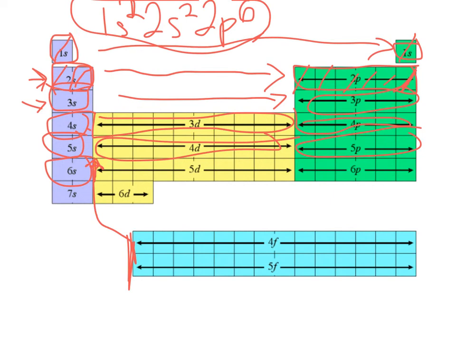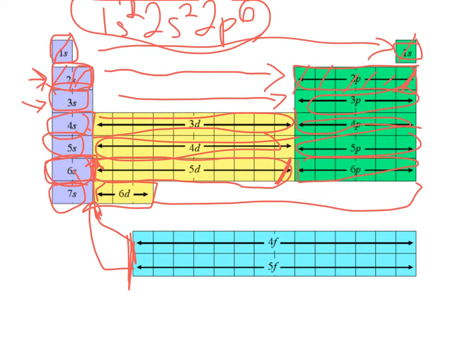4f would come after 6s, and then it would be 5d. Now, again, with the d's here, you notice there's 10 boxes, so that would be 5d10 by the time you get to there. Then 6p6, then 7s2, and then the 5f comes in to that spot, and then 6d, whatever we have, 6d3. The table actually goes further than that, all the way out to here, and we'll look at some of those in class.